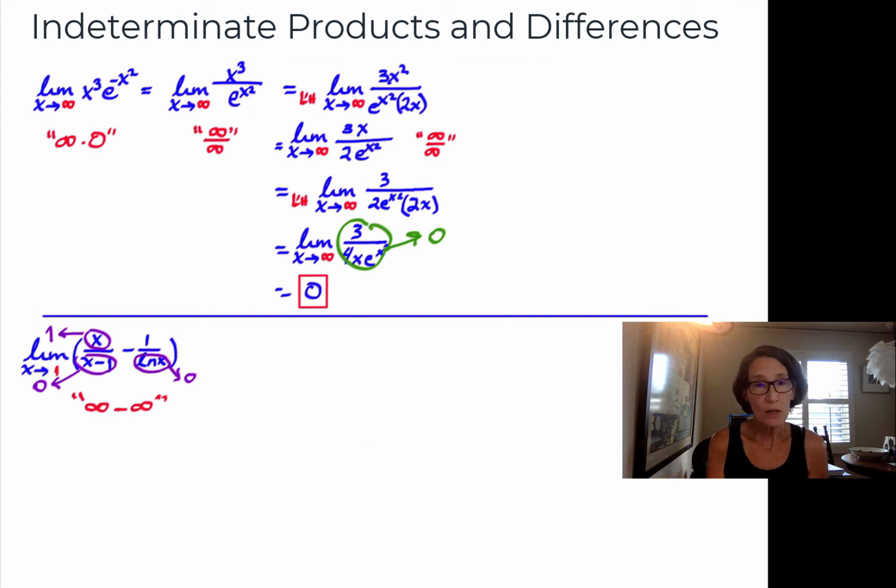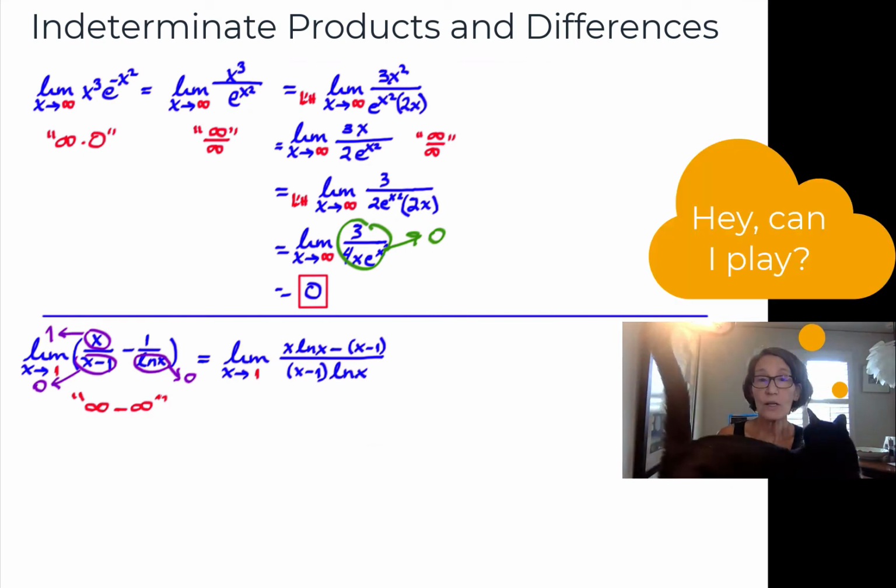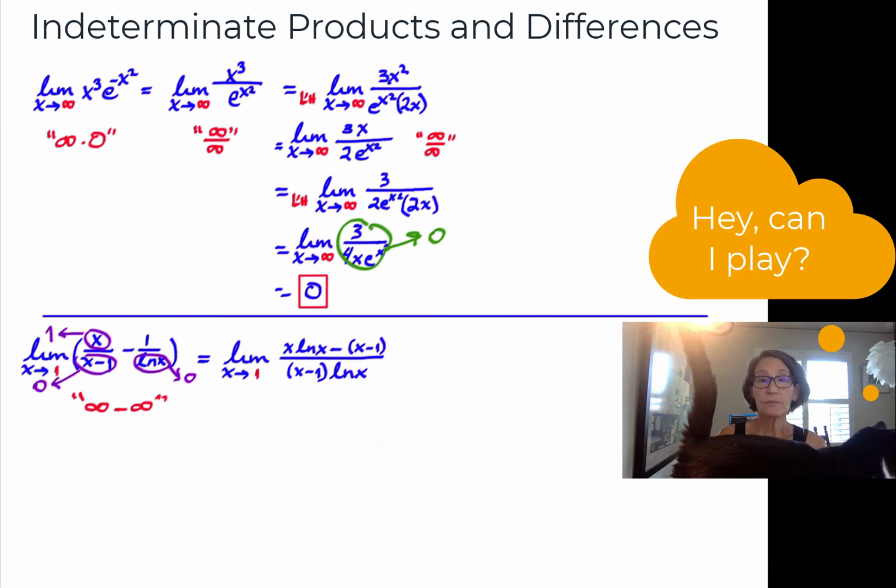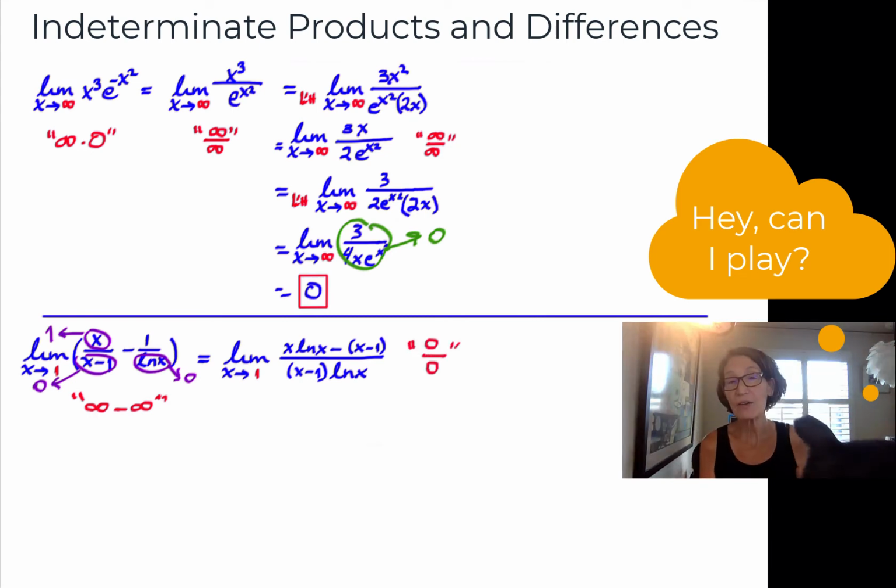So what I'm going to do is I'm going to rewrite it using least common denominator. So it's going to be the limit as x approaches 1 of, and now my denominator is going to be x minus 1 times the natural log of x. And the numerator will be x times natural log of x minus 1 times x minus 1. So now let's look at this. If we plug in 1 in the numerator, we're going to get 1 times 0 minus 0. So we have a 0 over 0 indeterminate form.